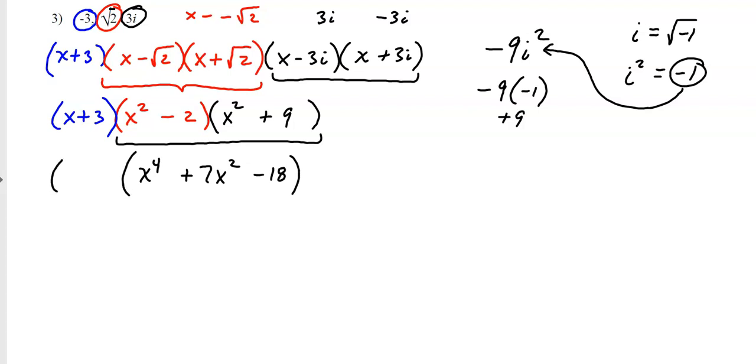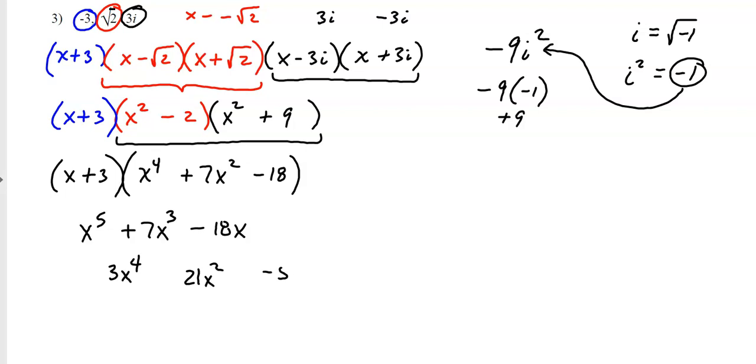And now I need to multiply that by this front piece. So if you want to use a box, you could use a box. I'm going to just kind of double distribute. So I'm going to have x to the 5th plus 7x to the 3rd minus 18x. And then I'm going to have a 3x to the 4th, which kind of goes right in here. And then a 21x squared. And then a negative 54.